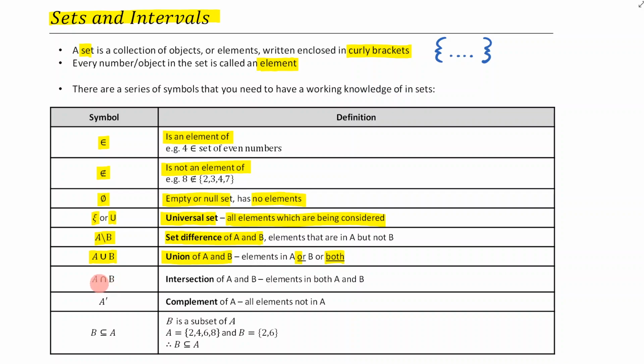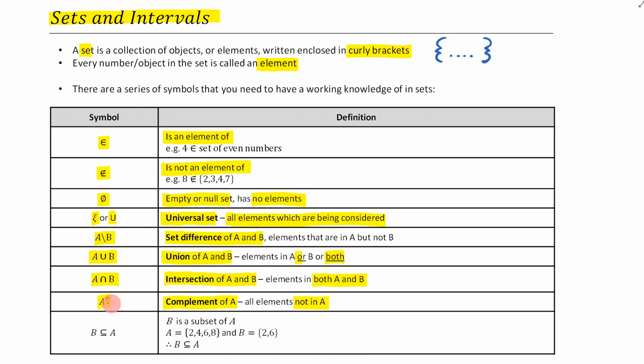Next, we have A intersection B. So the intersection of A and B. And these are elements in both A and B. So where they overlap. So when we think about our Venn diagram, the place in which they overlap. Next, we have the complement of A. So these are all elements not in A. And as you can see, we just use that little dash there.